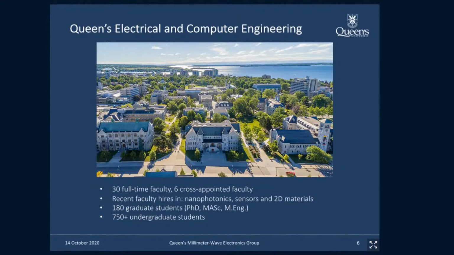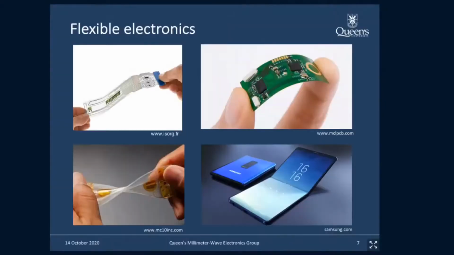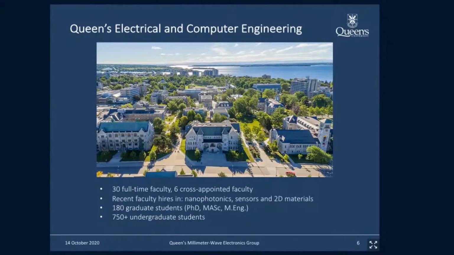So here is an image of the Queens campus and our building, the Walter Light Hall, which is where my department is, circled there in yellow. So we're right next to Lake Ontario in the Great Lakes.